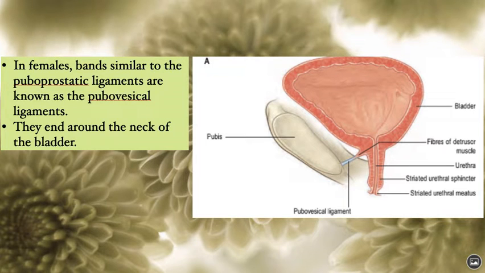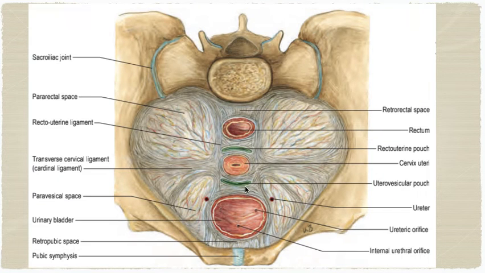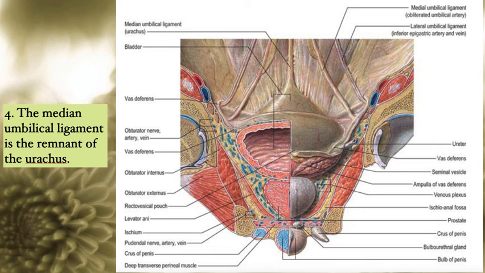In females, the bands similar to the puboprostatic ligaments are known as the pubovesical ligaments, and they are ending around the neck of the bladder. Right over here. Okay, you can see this is the bladder over here. These are the spaces formed, and these are your lateral ligaments over here. Now, this is the bladder. This is the median umbilical ligament, which is the remnant of the urachus, extending from the apex to the umbilicus.